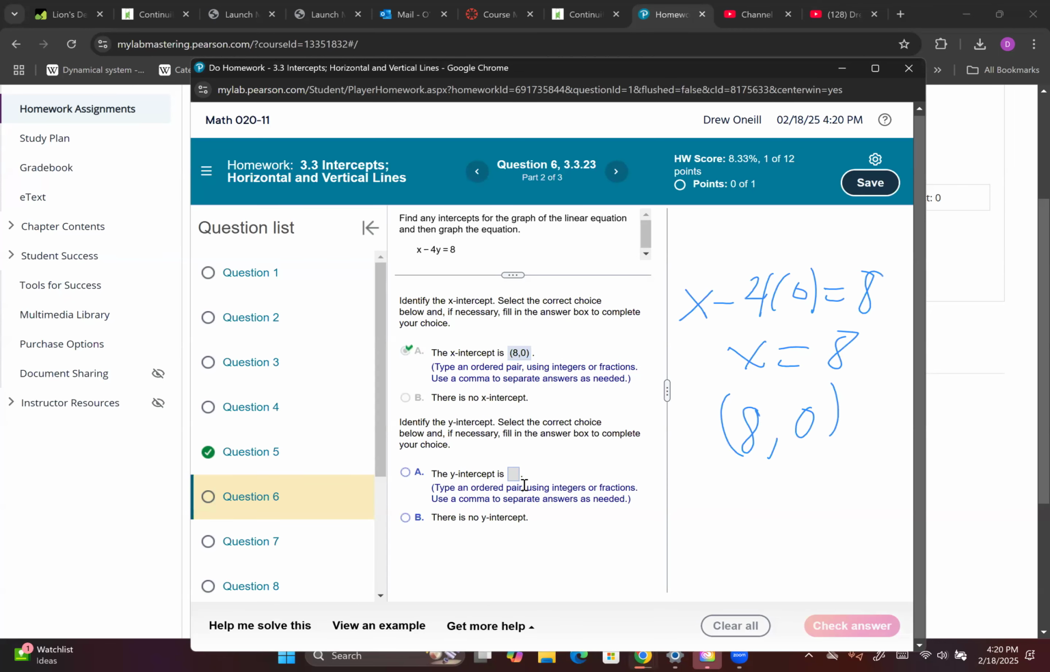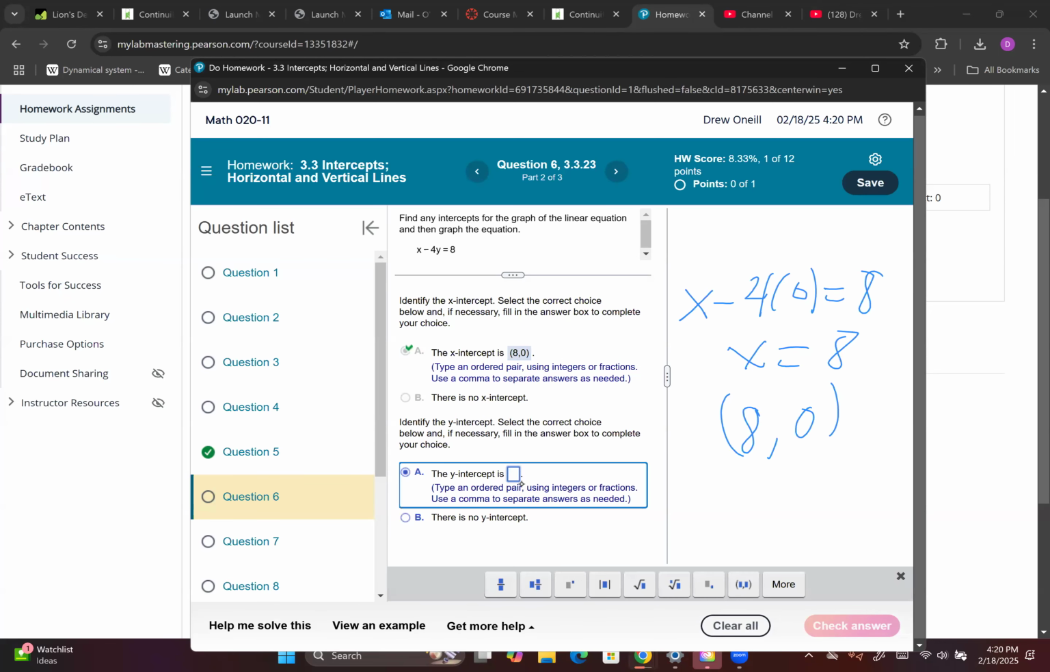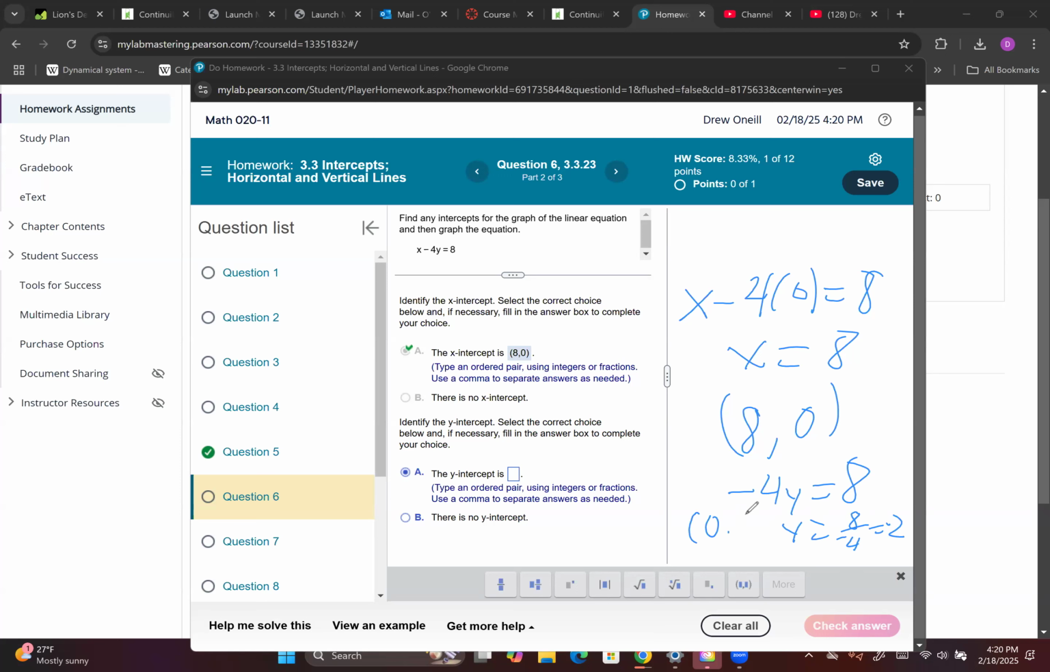Okay. The y-intercept is when x is 0, so 0 minus 4y equals 8, because we don't have an x. What would y be? Well, y would be 8 over -4, which is -2. So that's the point 0, comma -2. And let's type that.